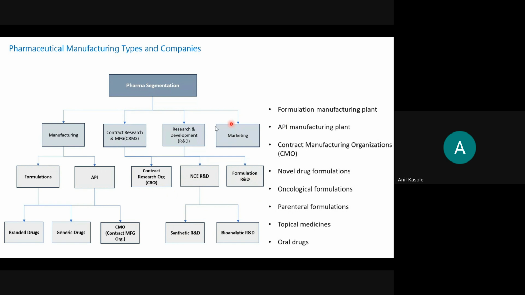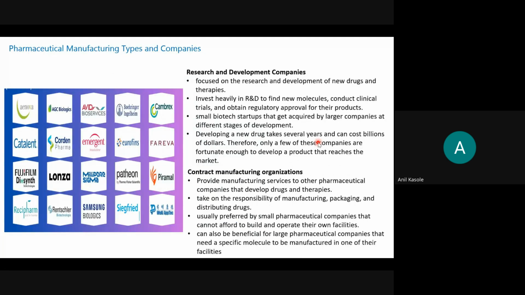On the right hand side, you can also see just the same way what we have seen in the previous slide: formulation manufacturing plants, API manufacturing, contract, novel drugs, oncology, parenteral, topical medicines, oral drugs. For now, we don't want to go into the detail. This is to understand the different segmentations and how each segmentation is related to each other. So this is just a simple message from this slide.